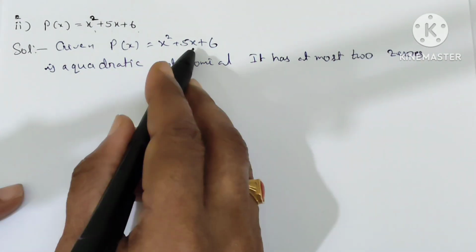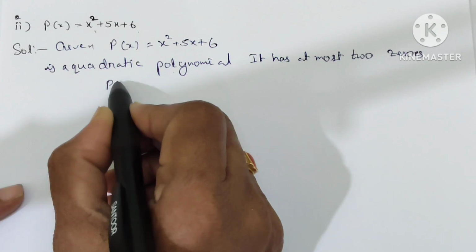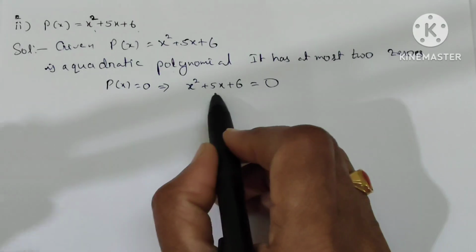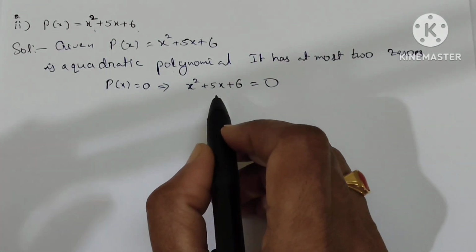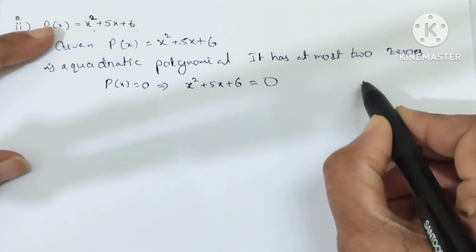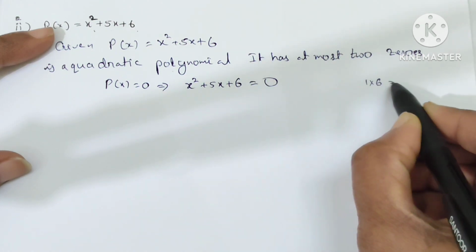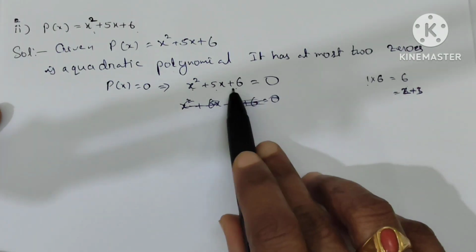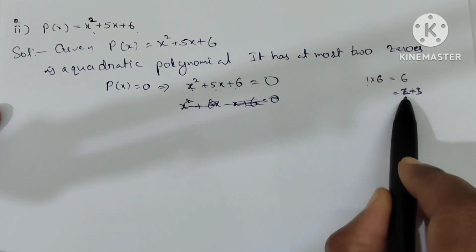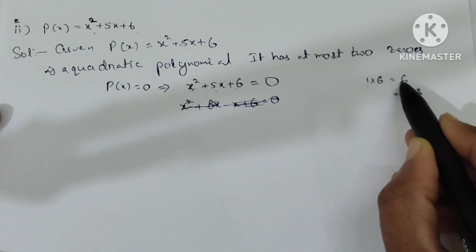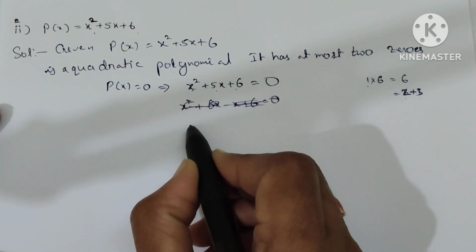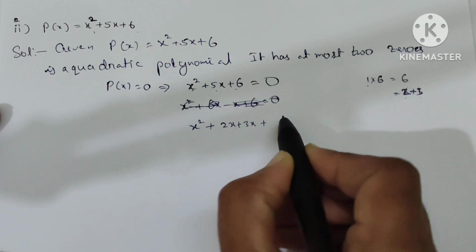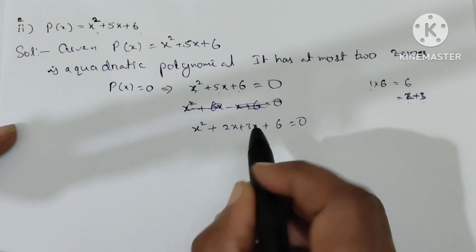So p of x equal to 0 means x square plus 5x plus 6 equals 0. Here the middle term is 5x. Now split the middle term and find the factors. The x square coefficient is 1 and the constant is 6, so the product is 6. 2 plus 3 equal to 5, 2 into 3 equal to 6. So now split the middle term: x square plus 2x plus 3x plus 6 equals 0, since 2x plus 3x equals 5x.